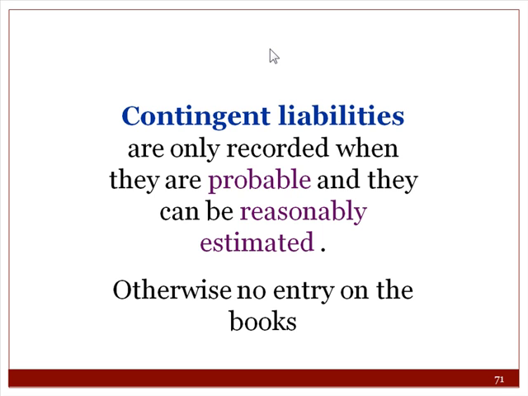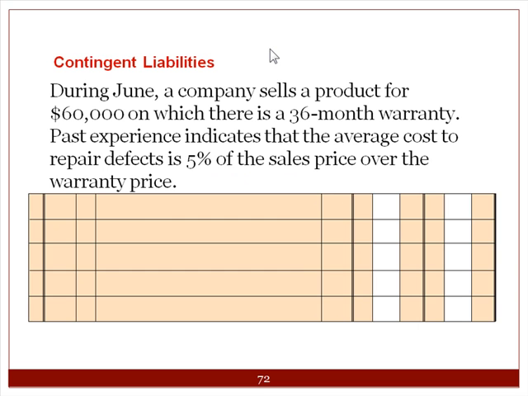So let's say your company just got sued, but you have no idea anything about it. You don't know how much. It's not reasonably estimated, and it's not even probable at this point. You don't do anything. Okay. However, if 6 months go by and attorneys have been contacting you, there's been discussions of settlement, you know how much it might be, then you're going to book a liability for something like that.